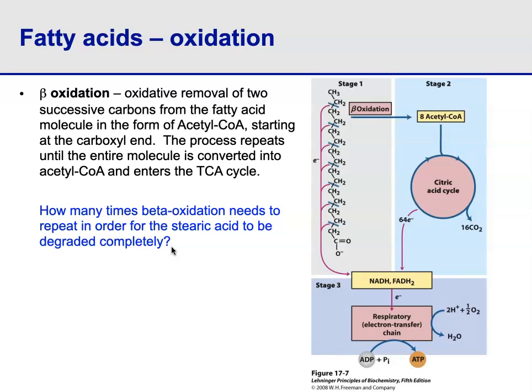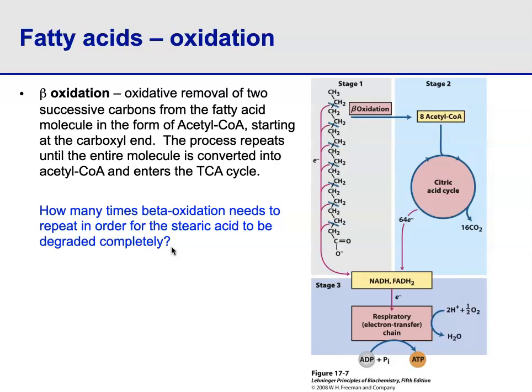Either you can write down 18 carbons and start removing 2 carbons at a time and figure out how many acetyl-CoAs you're going to generate and how many cycles the molecule needs to go through to be completely degraded to acetyl-CoA, or you can do it in your mind. And if you do it correctly, you will realize that you need 8 cycles, so 8 repeats of the beta oxidation cycle. And why is it not 9?